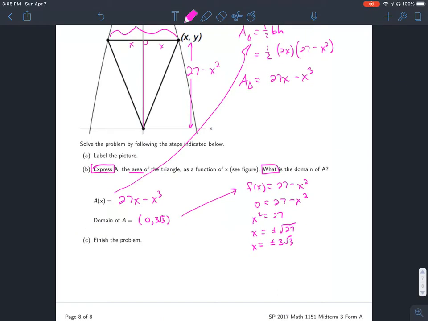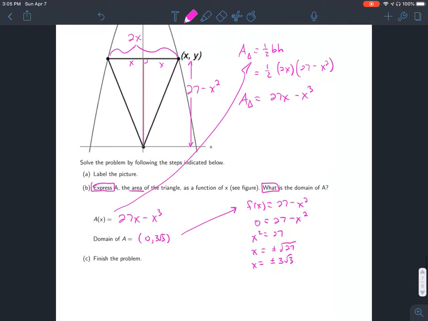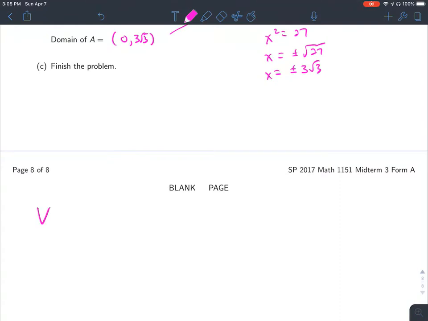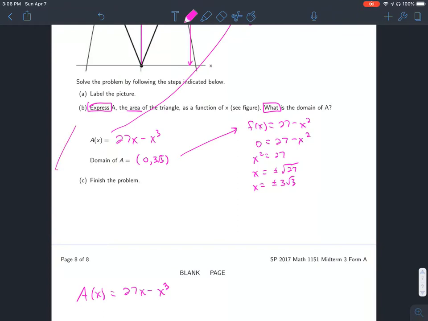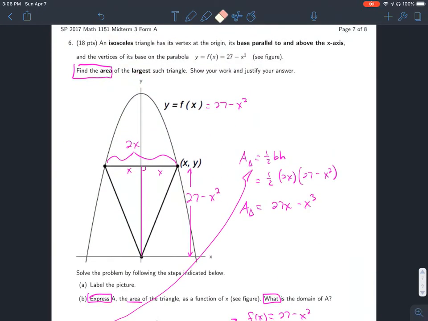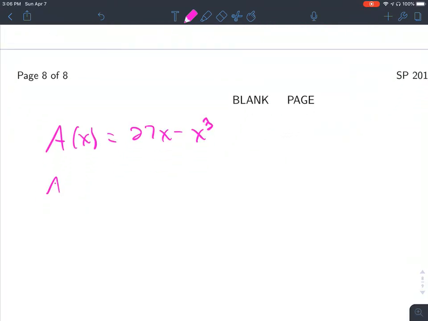Finish the problem. So find this maximum area, and there's not a ton of space here to do this work. To find the volume, I'm sorry, we're not doing volume, we're doing area. To find the area, take the area function, which we said was 27x minus x cubed. To find the maximum area, which is what we were supposed to do originally, up here, find the largest area of this triangle. We're going to take the derivative.